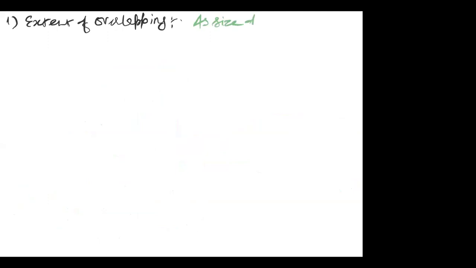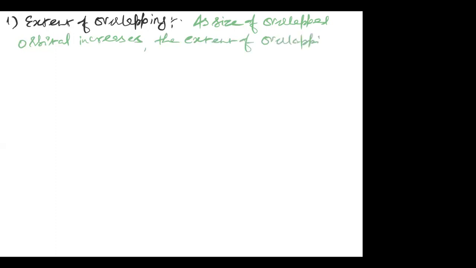In this case, you can say it depends on the size of the overlapped orbital. As the size of the overlapped orbital increases, the extent of overlapping decreases, and thus bond length increases.